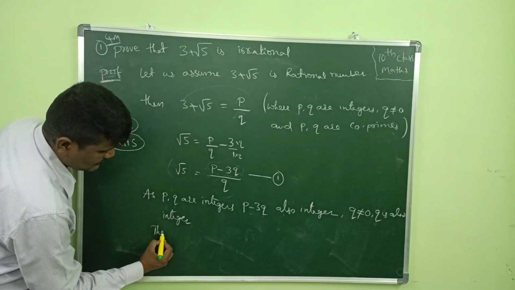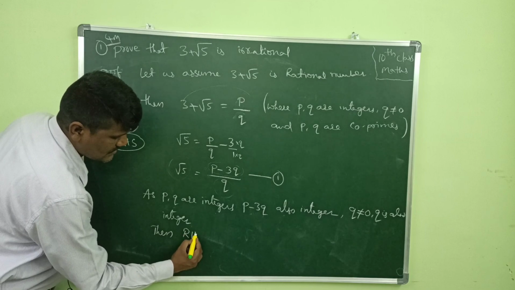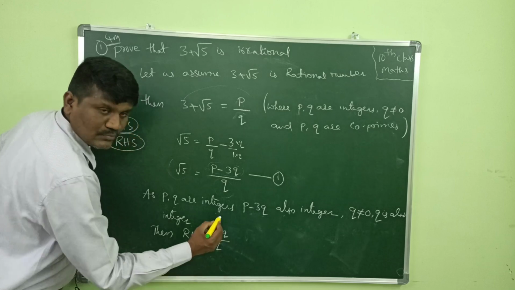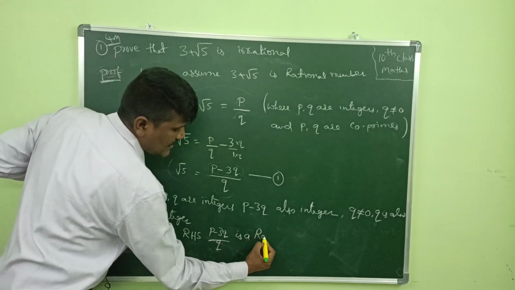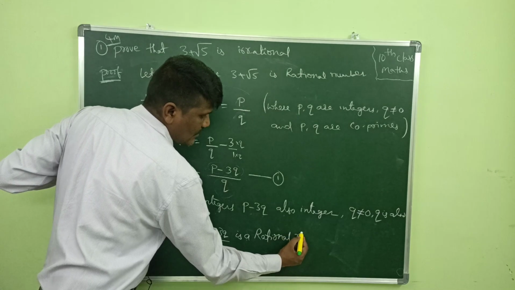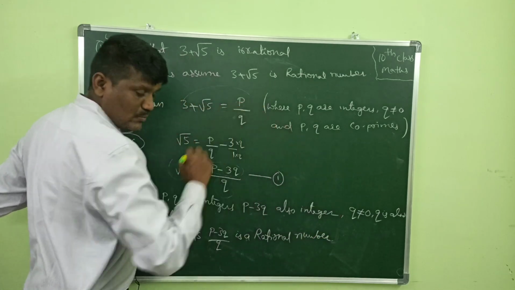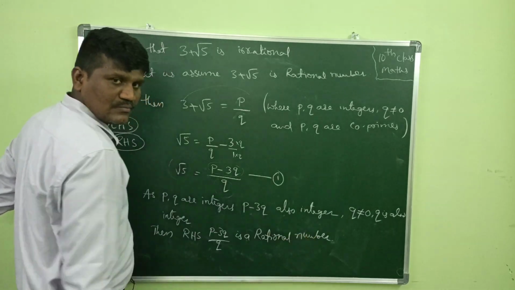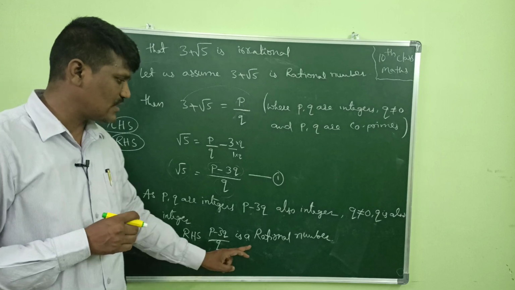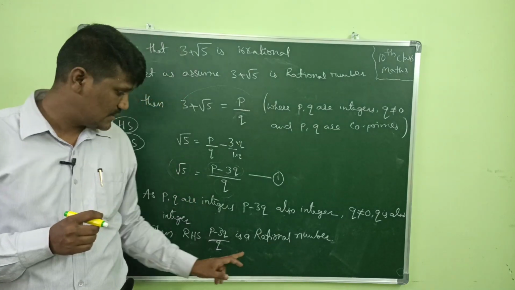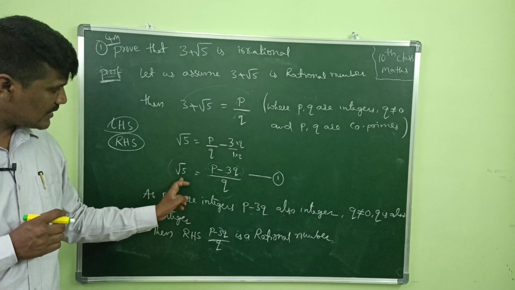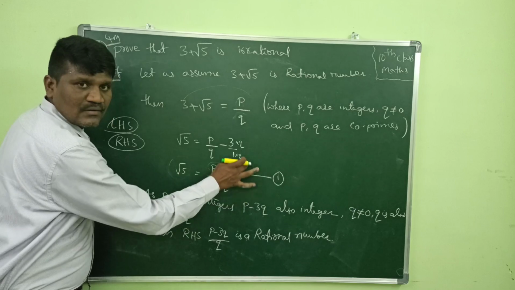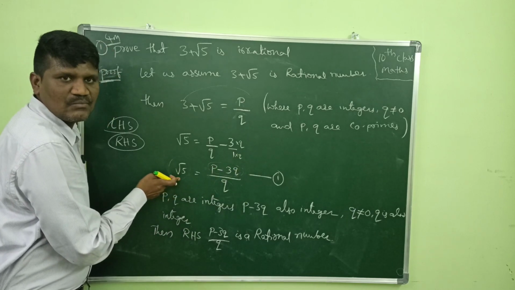Then RHS, p minus 3q by q, is a rational number. This is the most important thing. Then if p minus 3q by q is a rational number, and by the equation RHS and LHS are both equal, then obviously the LHS is also a rational number, right?